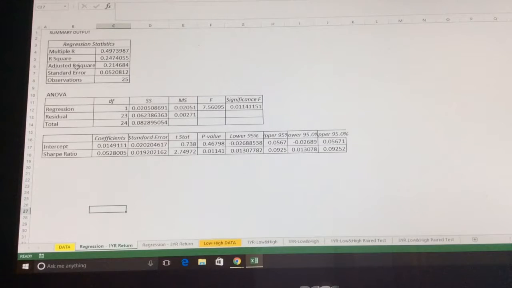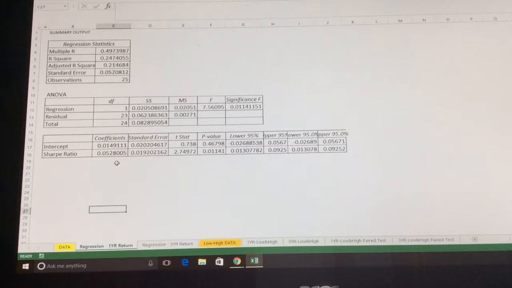So as you can see, we have a T-stat of 2.74972. What we're looking at is a T-stat above 1.65 or below negative 1.65. So it is significant. Okay, the significance here shows that we have some significance.